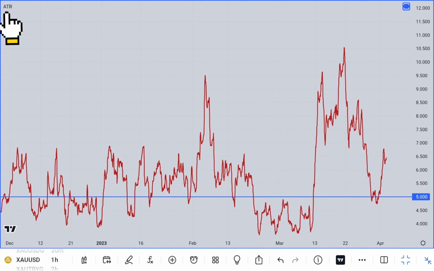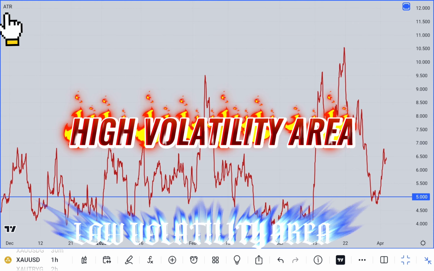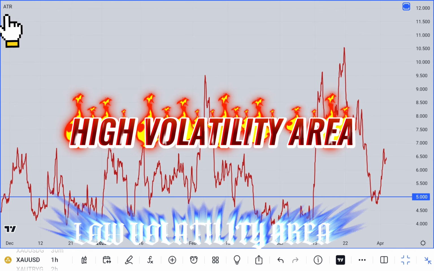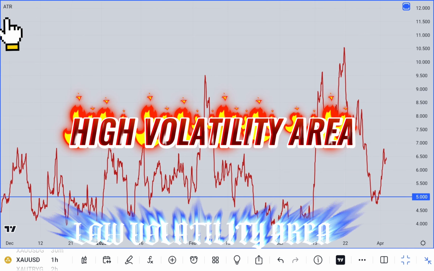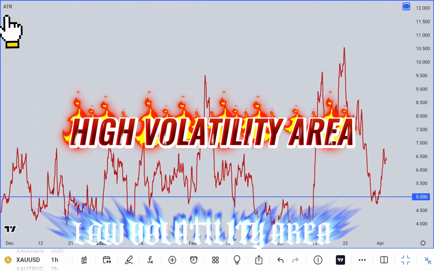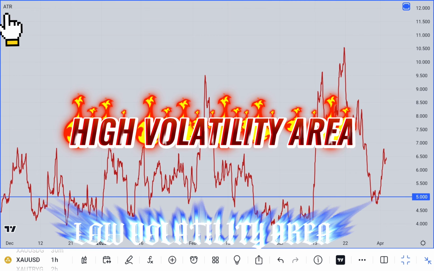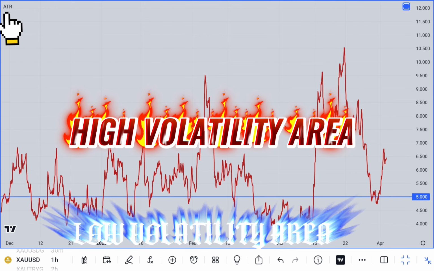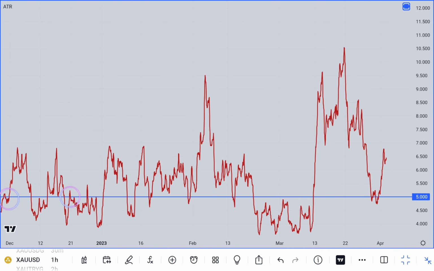The average true range, ATR, indicator is a measure of market volatility that reflects the degree of price movement in a particular market. It is often used in conjunction with other technical indicators, such as moving averages, to identify potential buy and sell signals. The chart we will be working on today is the 1-hour time frame of the JAWS pair.